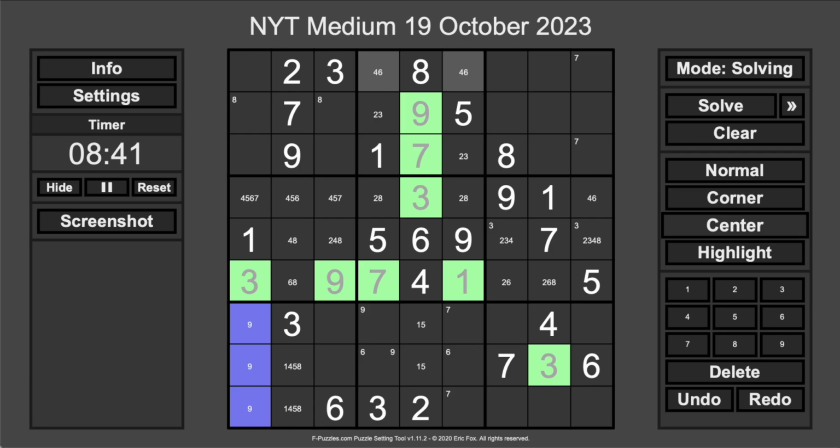That gives me 2, 3, 4, 6, 8 in row 1. I need 1, 5, 7, 9. This cell sees 1, 7, and 9. It can only be a 5. So I've got 1, 7, and 9 here. Well, this is 7 and 9. It must be 1. And now these two are 7, 9. Well, this can't be 7, so it's a 9, which makes that one 7. And this one isn't.